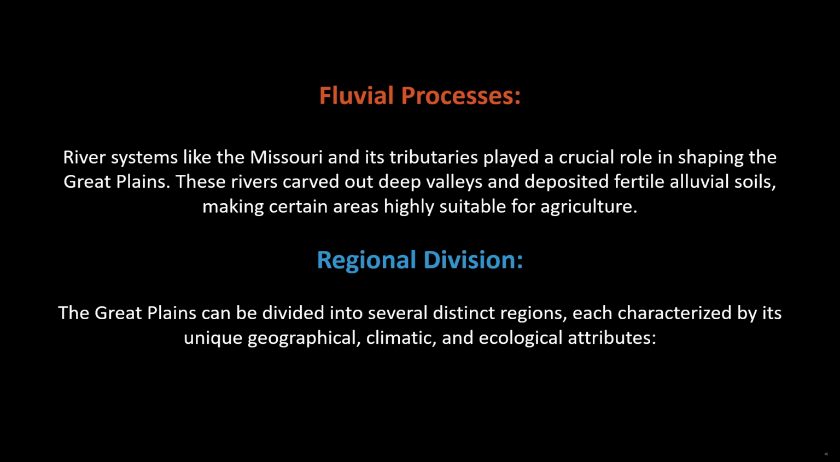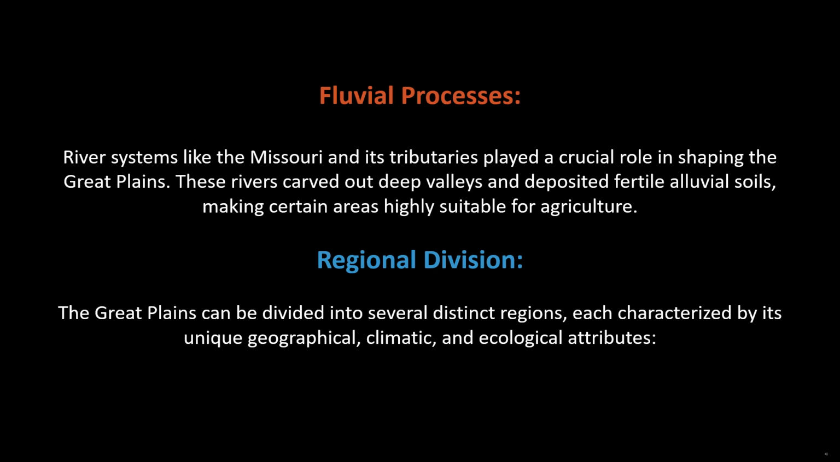Fluvial processes. River systems like the Missouri and its tributaries played a crucial role in shaping the Great Plains. These rivers carved out deep valleys and deposited fertile alluvial soils, making certain areas highly suitable for agriculture.